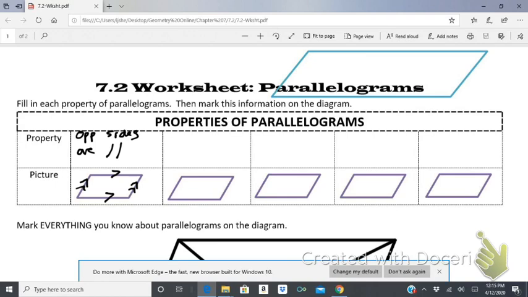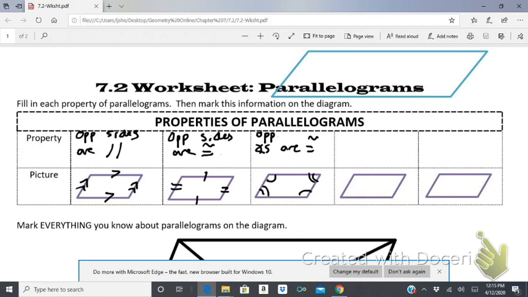The next property is, and you probably guessed this one, that opposite sides are congruent, which, for those of you that don't remember, congruent means the same. So top and bottom are the same, left and right are the same. The next one is that opposite angles are congruent to each other. So that means that this angle and this angle are the same, and these two angles are the same.